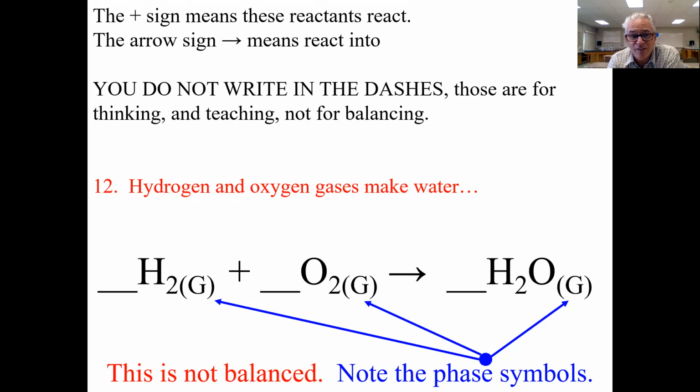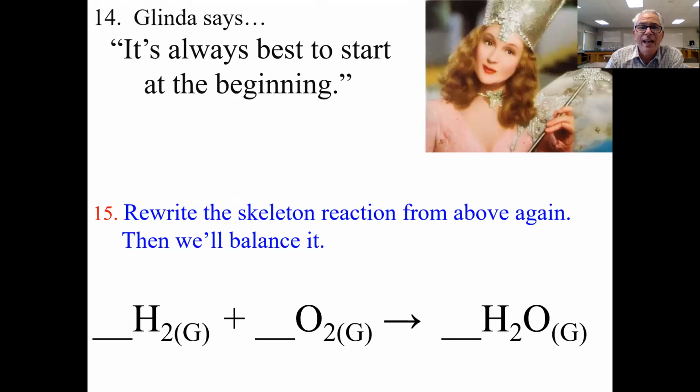Now, this is not balanced. There's two hydrogens on the reactant side, and there's actually two hydrogens in water. But look what we got going on here. Oxygen is diatomic, O2, as a reactant, but there's only one O in water. We seem to have lost an O. You're not allowed to lose anything in chemistry. Matter cannot be created or destroyed in a chemical equation. So we got to deal with that.